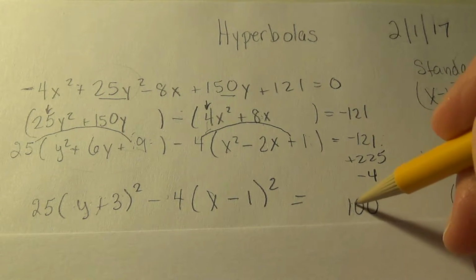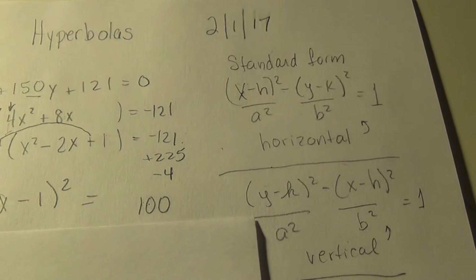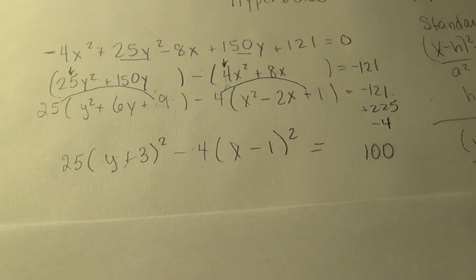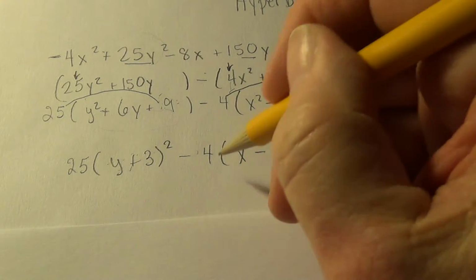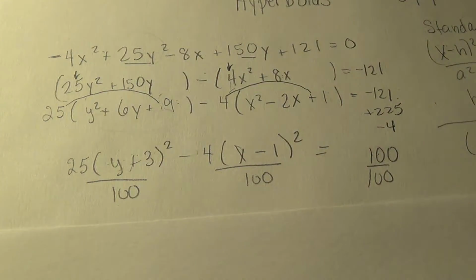Alright, we want this to be a 1 because we want to be like in standard form. So can you tell? Well, we'll get to that in a minute. Alright, so let's divide by 100. Okay. Alright, are you with us?